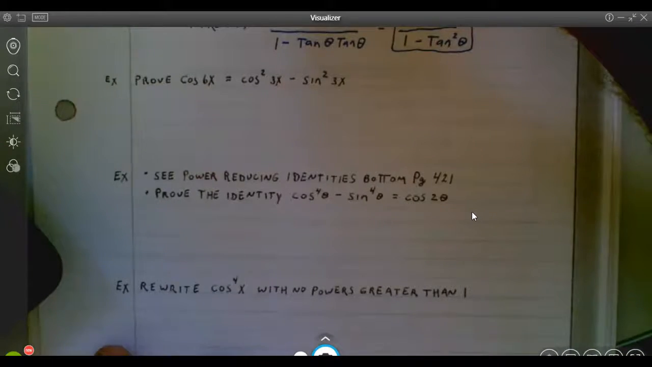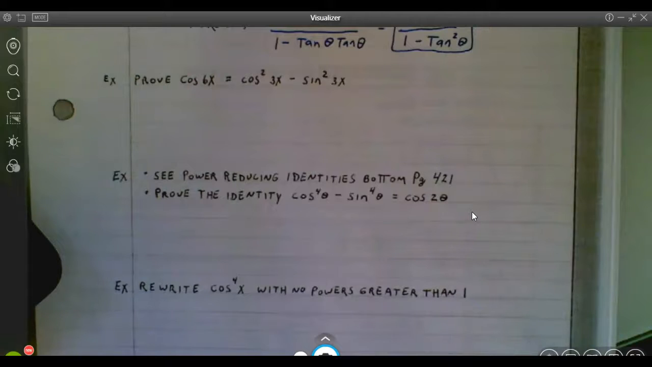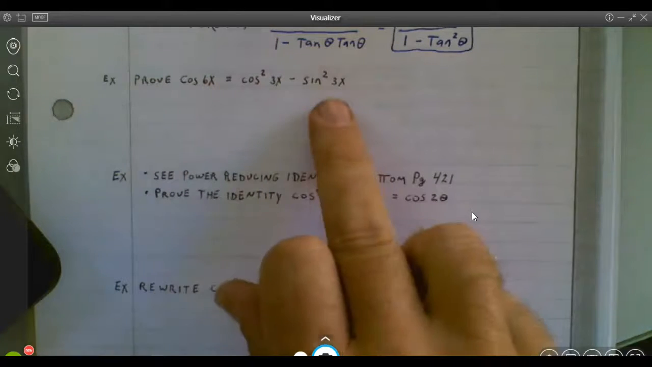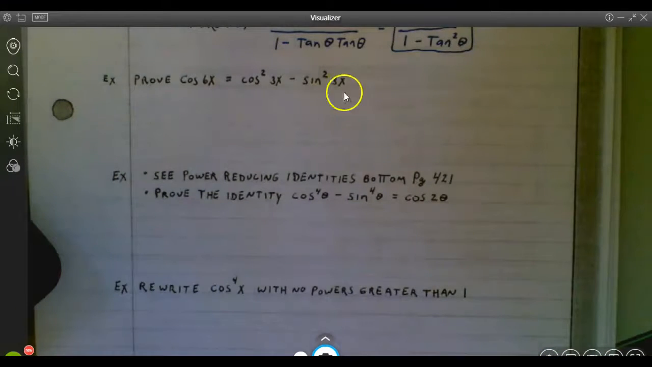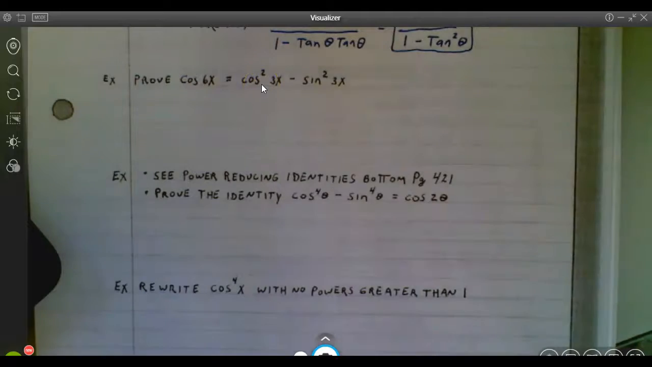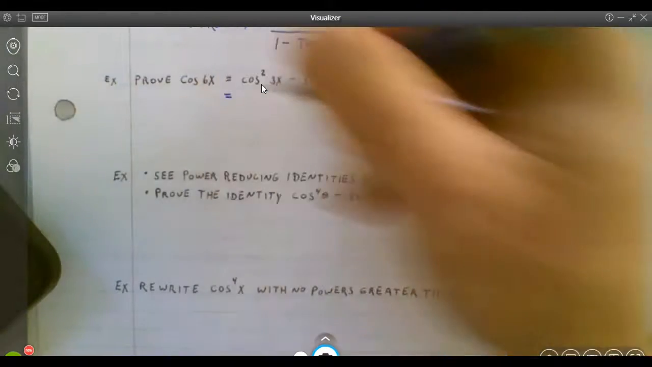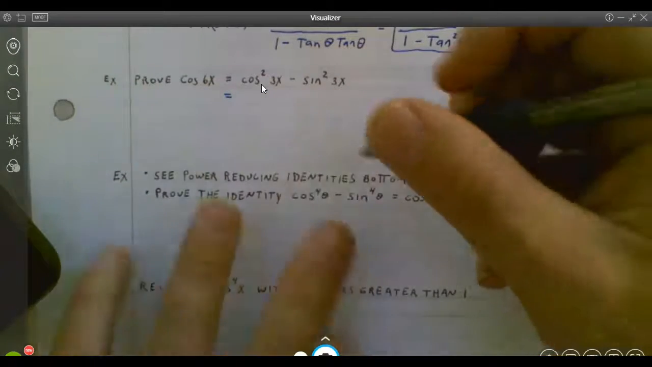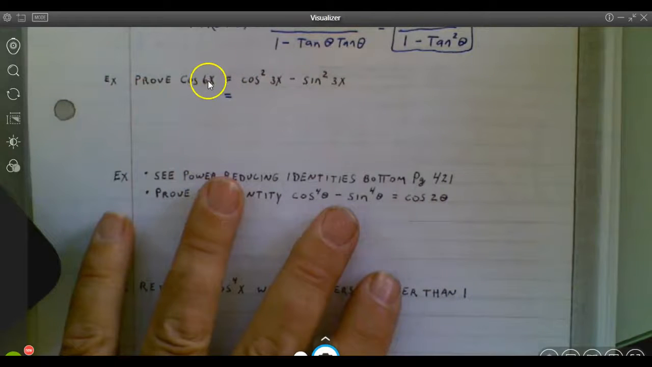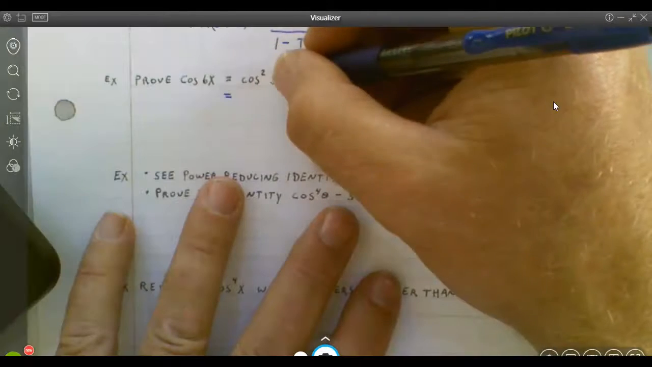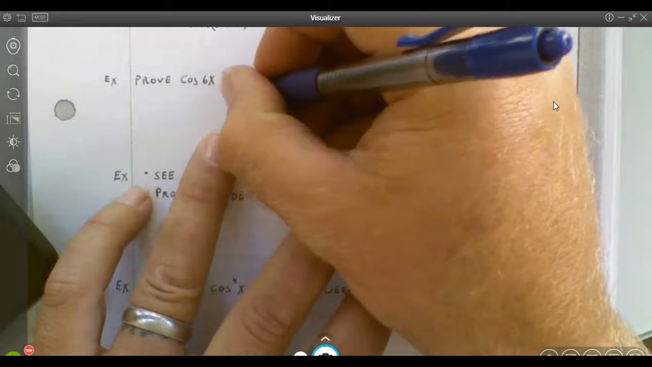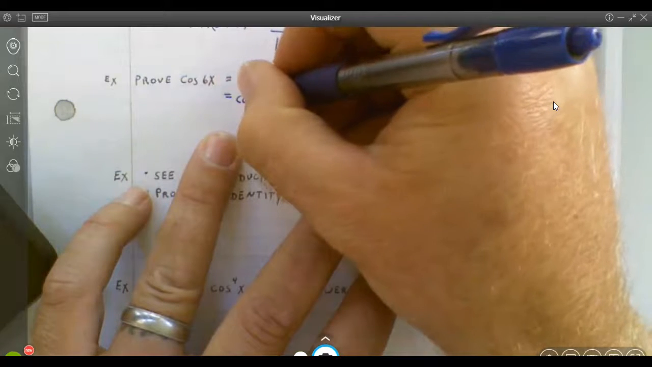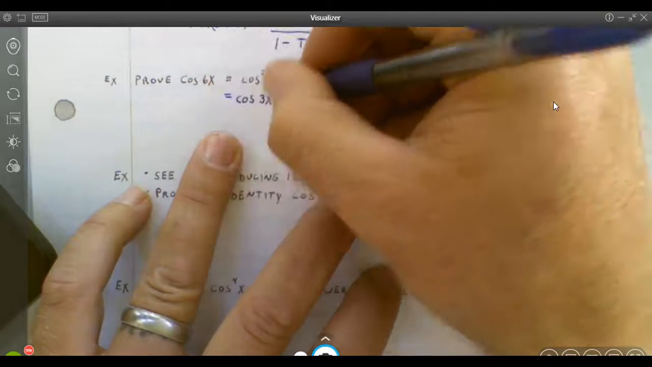So we're going to go through using some of those ideas to prove some stuff. So we're going to prove that the cosine of 6x is equal to this. So right off the bat, we are seeing this angle get repeated. Remember, we're taking the side that's more complex, and we're going to simplify this. And hopefully, if we do this right, it comes out looking like this. We know that cosine squared of 3x is the same thing as cosine of 3x times cosine 3x.